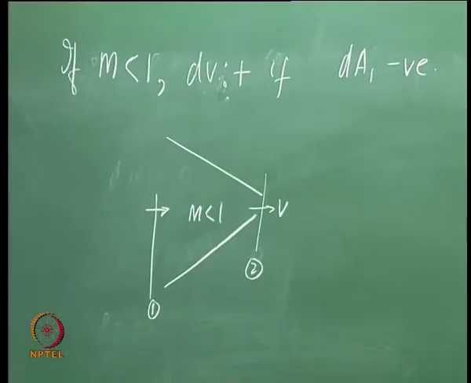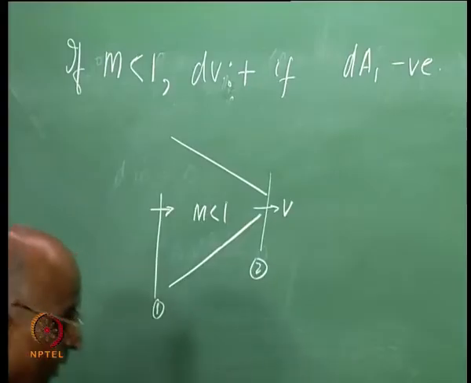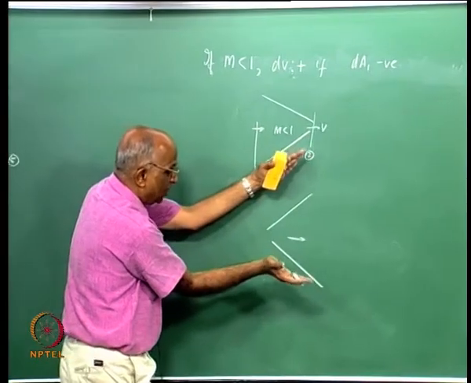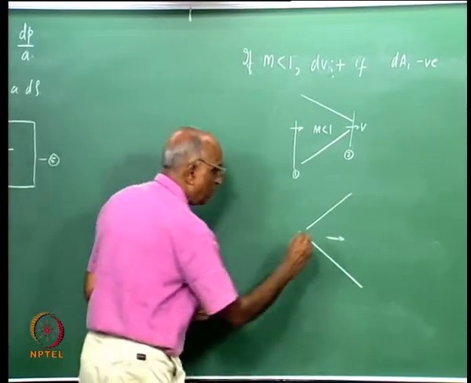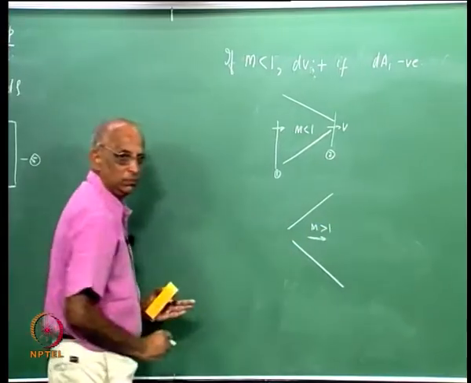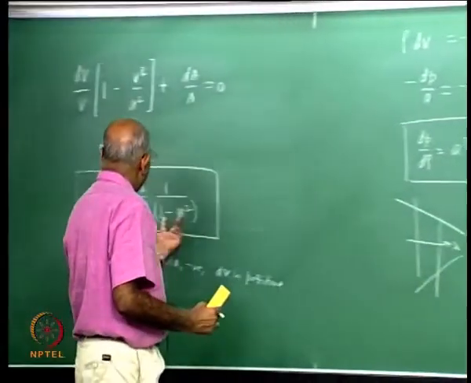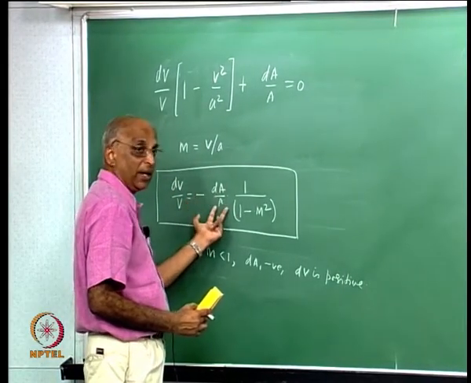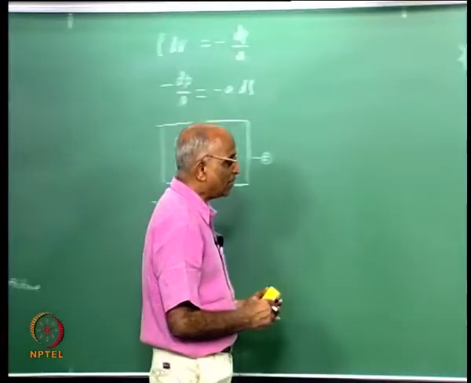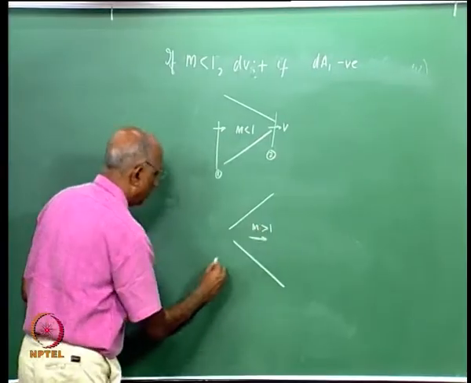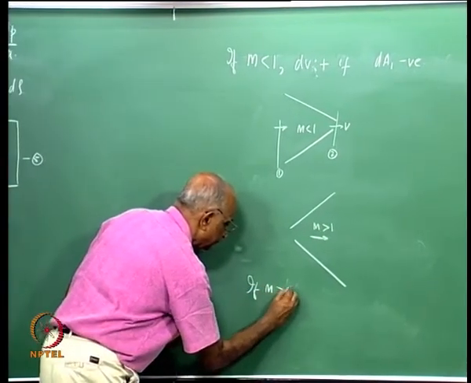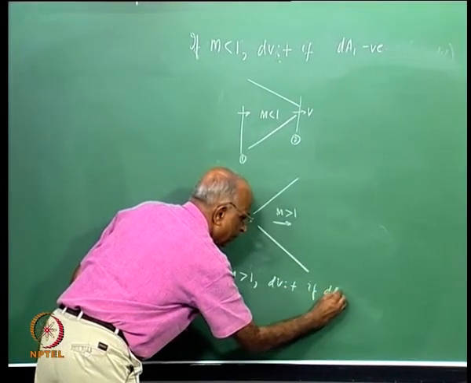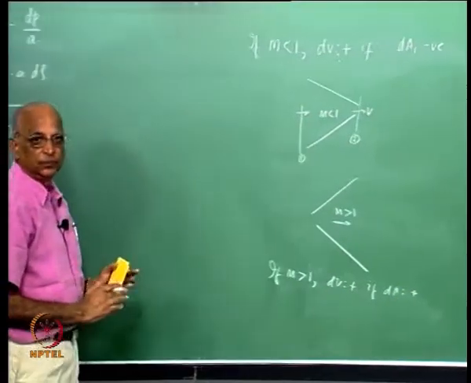On the contrary, using the same set of arguments, if the flow takes place in a diverging configuration and the Mach number is greater than 1, then what happens? This term becomes negative, negative and negative get cancelled, therefore dV by V goes as positive of dA by A. In other words, the flow accelerates if Mach number is greater than 1. dV is positive if dA is positive, right.